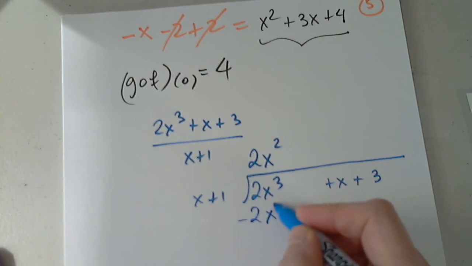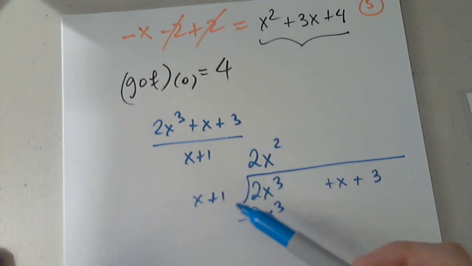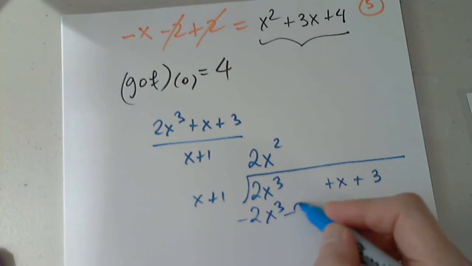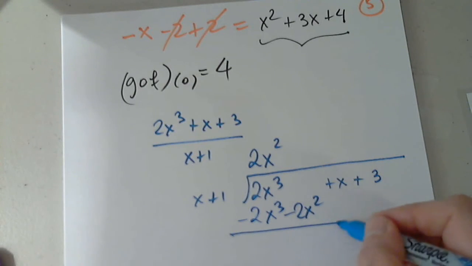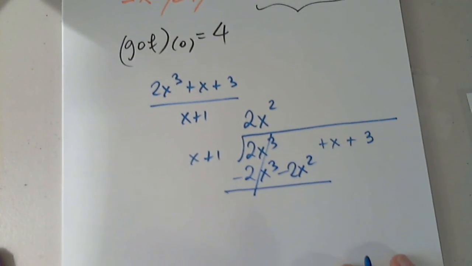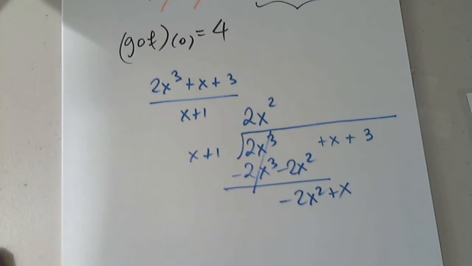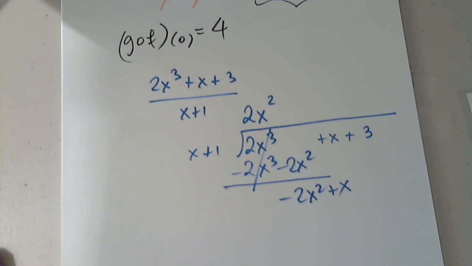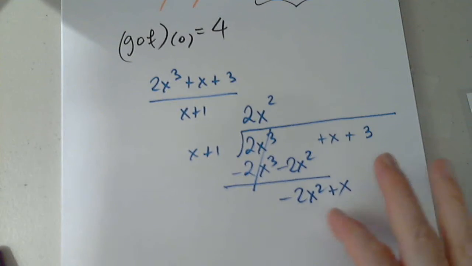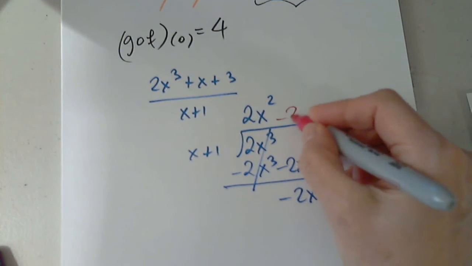Subtract. 2x squared times 1 is 2x squared, but subtract. Change the sign, in other words. Bring down the next in line. Negative 2x squared plus x. Again, I don't lie at the top. X times what is negative 2x squared? The answer is negative 2x.